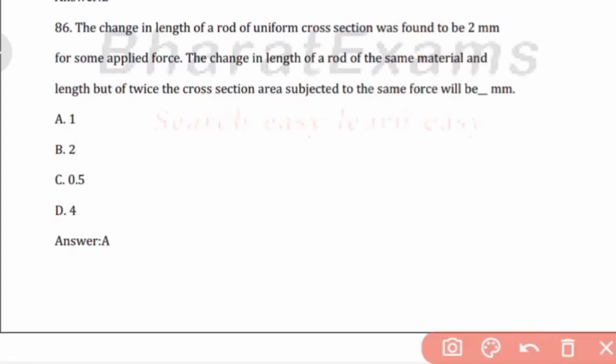The change in length of a rod of uniform cross section was found to be 2 mm for some applied force. The change in length of a rod of the same material and length but of twice the cross section area, subjected to the same force, will be dash mm. 1 mm.